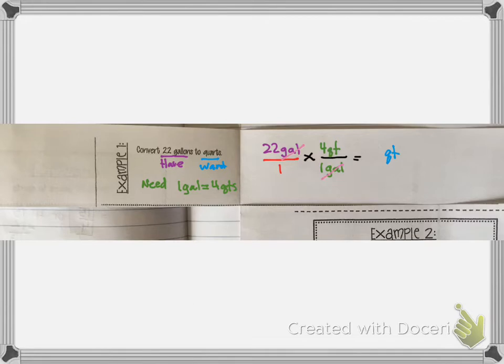Now this math says, I'm going to multiply 22 by 4. How did I know that? Because they're straight across from each other. So off to the side or underneath, I'm going to do my math. And I get 22 times 4, and I get 88. So what I want is an answer of 88 quarts. All right, so that's how this process works. All right, let's do the next one.